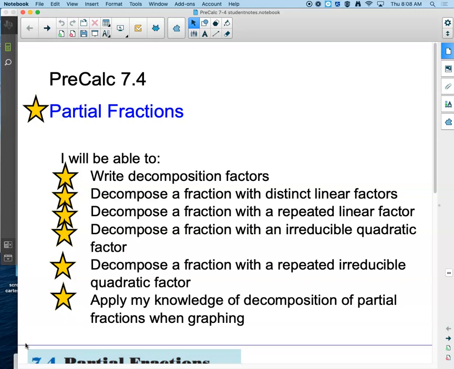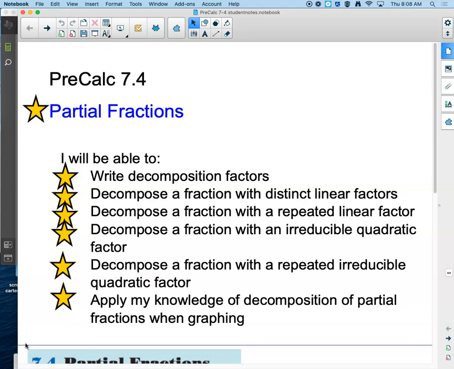So for partial fractions, what we're doing is we're taking a large rational equation, so a large fraction that has polynomials for numerator and denominator, and if you can't do the calculus on it because it's just too complicated, well, one of the things that we do to make it easier is break it up into partial fractions, and that's called partial fraction decomposition. So it's absolutely something that you'll see if you go on to calculus. So we're going to write those decomposition factors.